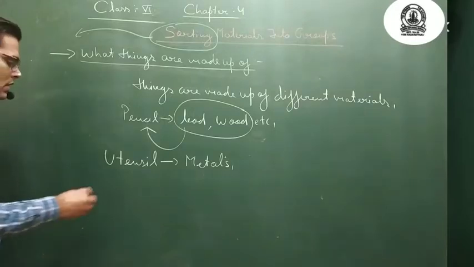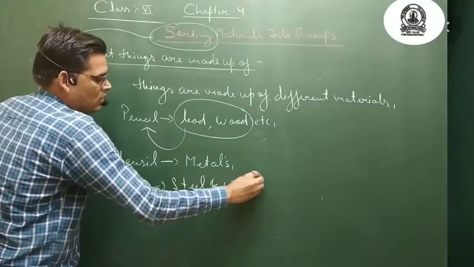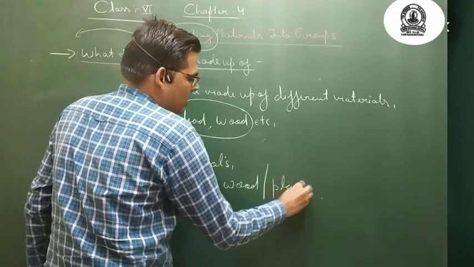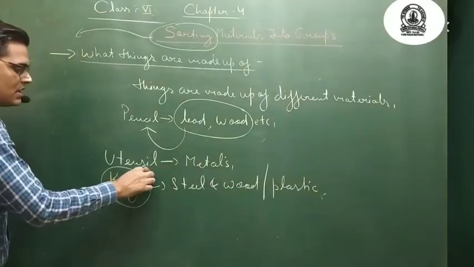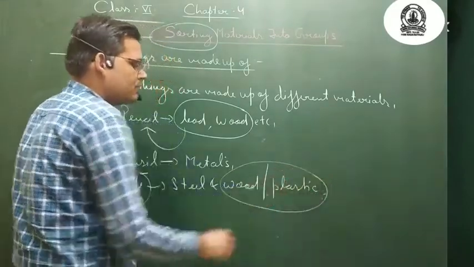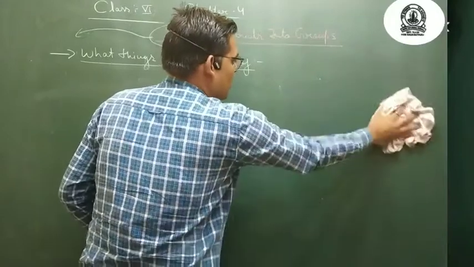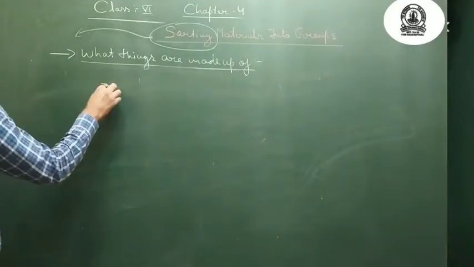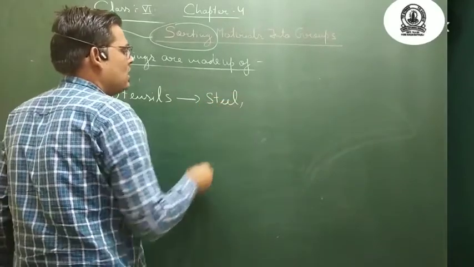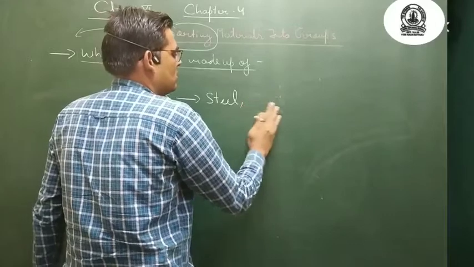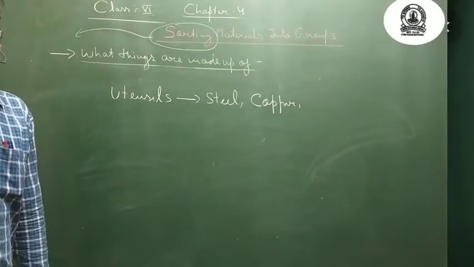If you see a knife, then a knife is made up of steel and wood, or in place of wood we can also use plastic. So from this example we came to know that the same thing can be made up of different materials. Let us take another example in this category. Utensils are generally made up of steel, they can be of copper, so in this way they can be made up of different materials.